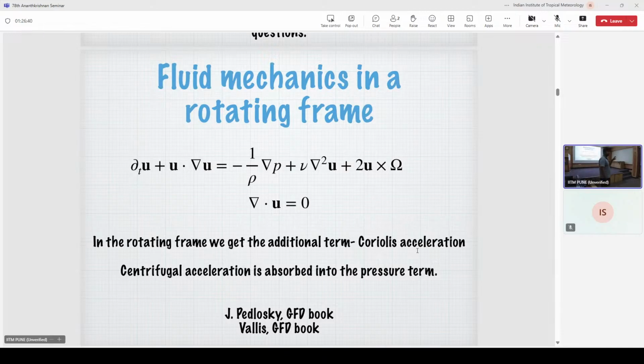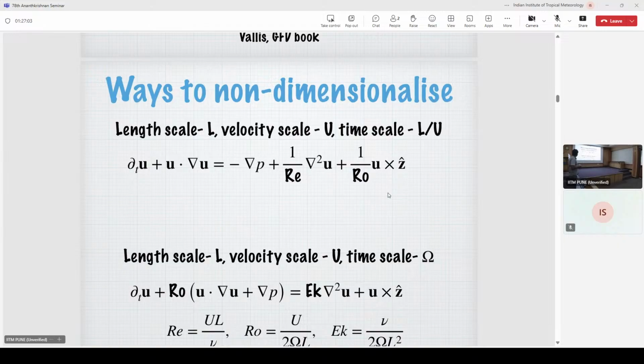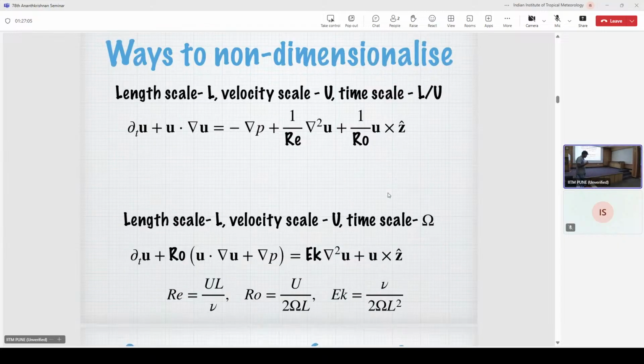So this is the Navier-Stokes equation in the rotating frame. You have an additional term, which is the Coriolis term. You also have a centrifugal term that you add to the pressure term. The Coriolis term is basically the source of all the complexities that you see in the system. To derive these equations, you can always go back to some standard books on GFD. Yeah. Next. When you get a new system of equations, it's always good to non-dimensionalize, right?